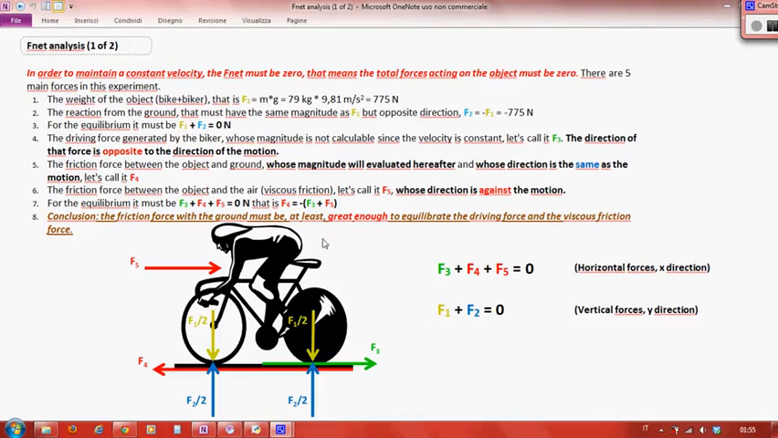In conclusion, we can say that the friction force with the ground must be at least great enough to equilibrate the driving force and the viscous friction force. In other words, thanks to the friction force with the ground, which here has been indicated with the vector F4, the bike moves ahead.